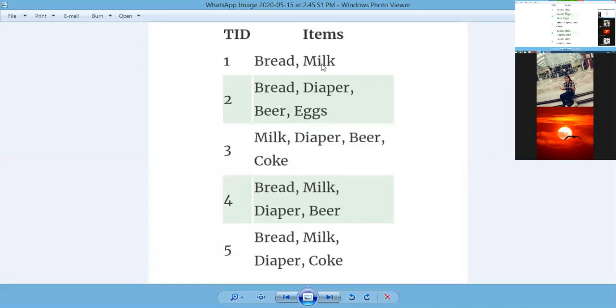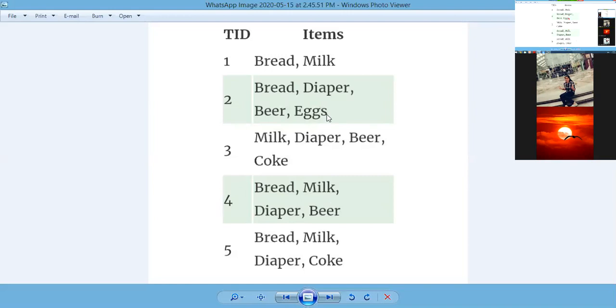How many times does the milk appear? One, two, three, four. Four out of five, again 80%. How many times does diaper appear? One, two, three, four. Four out of five, 80%. Which will be removed? I think Coke. Coke appears only twice. Two divided by five, 40%. Okay, so Coke will go.